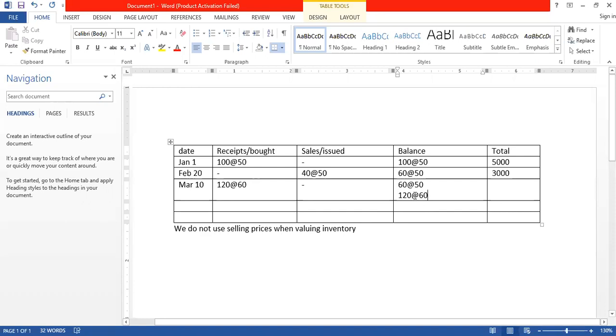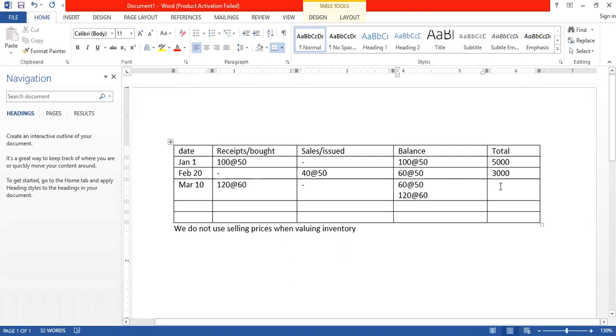So you have 120 at the price of $60. So this is our total balance that we currently have. First thing you need to do is bring down the balance from the previous month, and then you record the new balance, the new inventory that you bought.